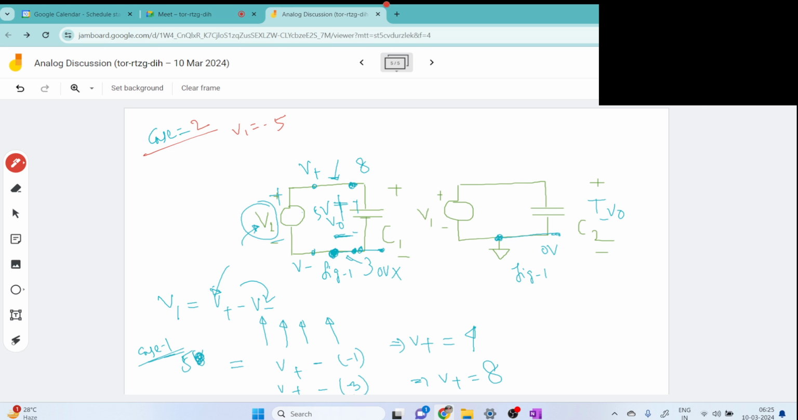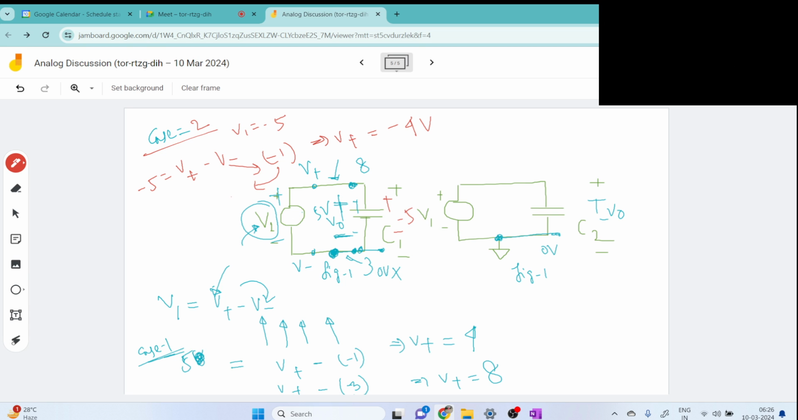Again, this case is always valid. So minus 5 volt will always be equal to V plus minus V minus. Now take V minus as minus 1 volt. Then what would be the V plus? It should be minus 4 volt, so that this voltage remains minus 5 always. Again, another case.